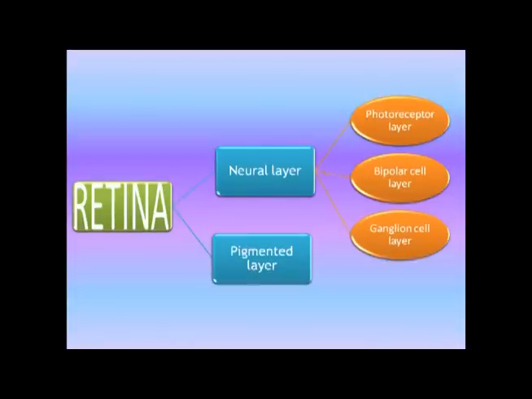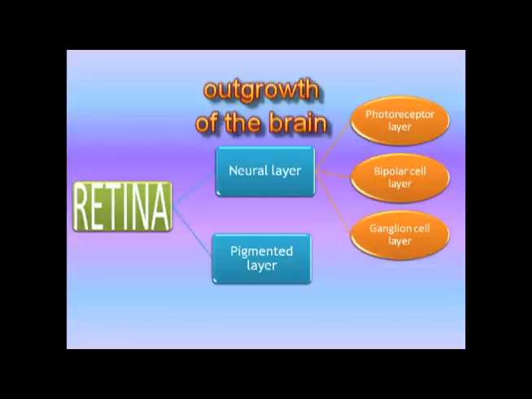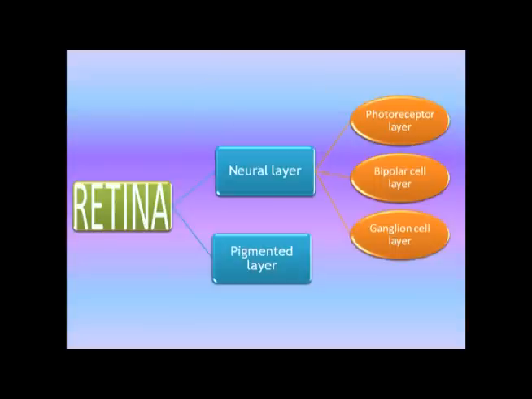The retina lines the posterior 3/4 of the eyeball and is the beginning of the visual pathway. It has 2 layers, the neural layer and the pigmented layer. The neural layer is a multi-layer outgrowth of the brain. It has 3 distinct layers of retinal neurons: the photoreceptor layer, bipolar cell layer, and ganglion cell layer. The pigmented layer of the retina is a sheet of melanin-containing epithelial cells located between the choroid and the neural part of the retina. It helps to absorb stray light rays.